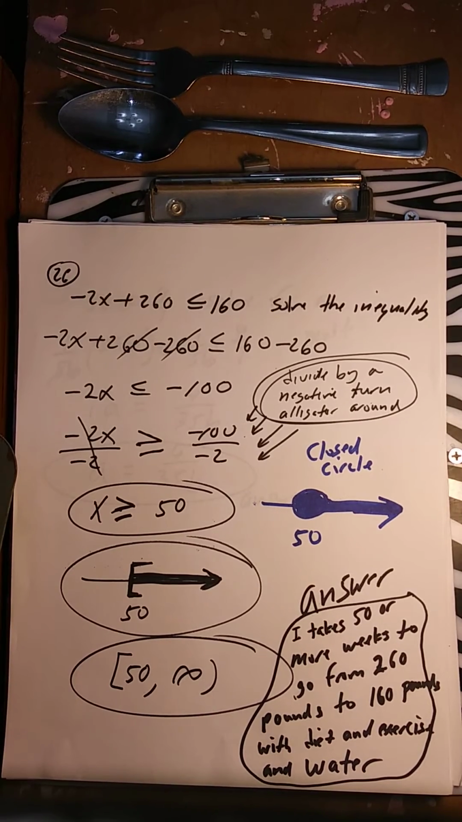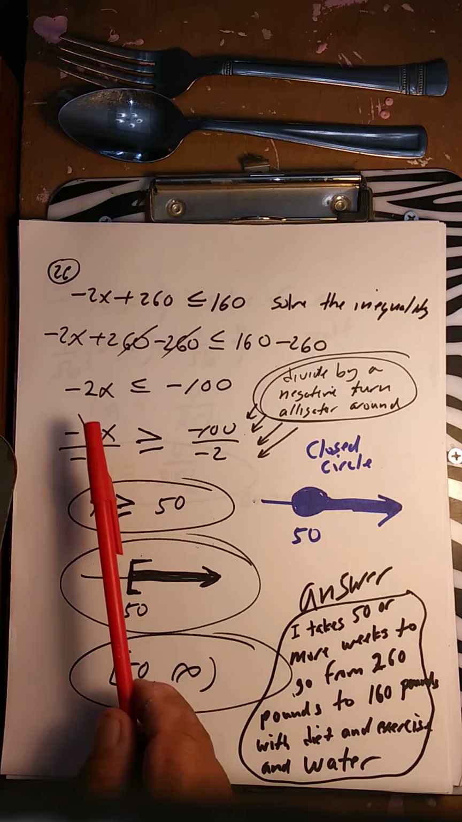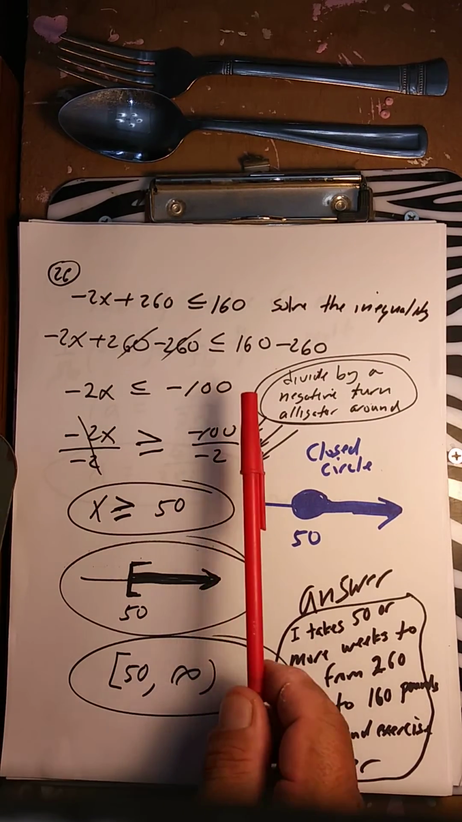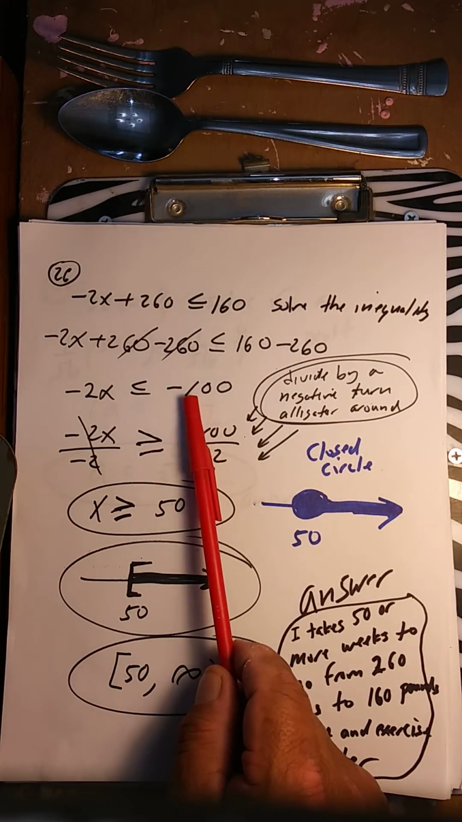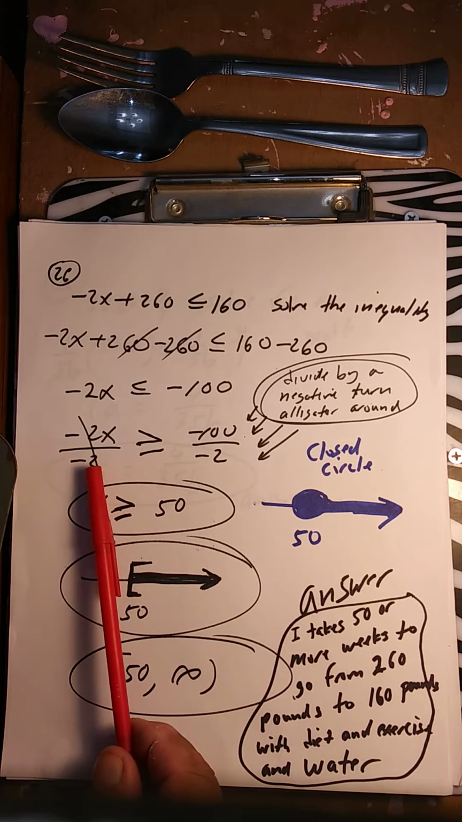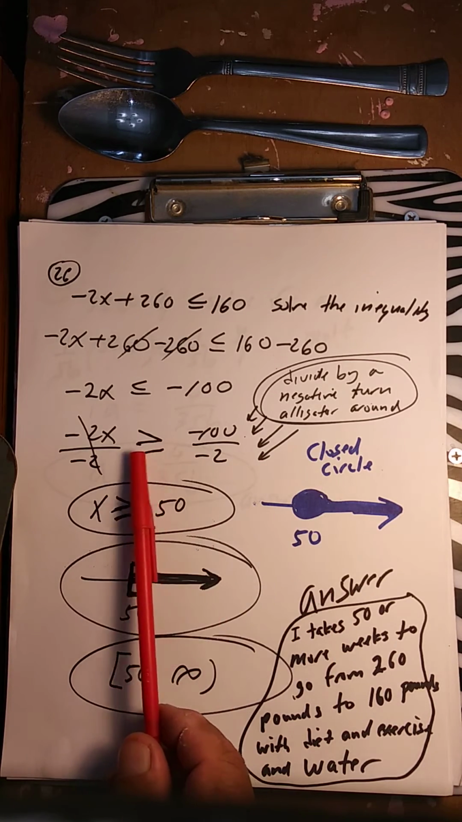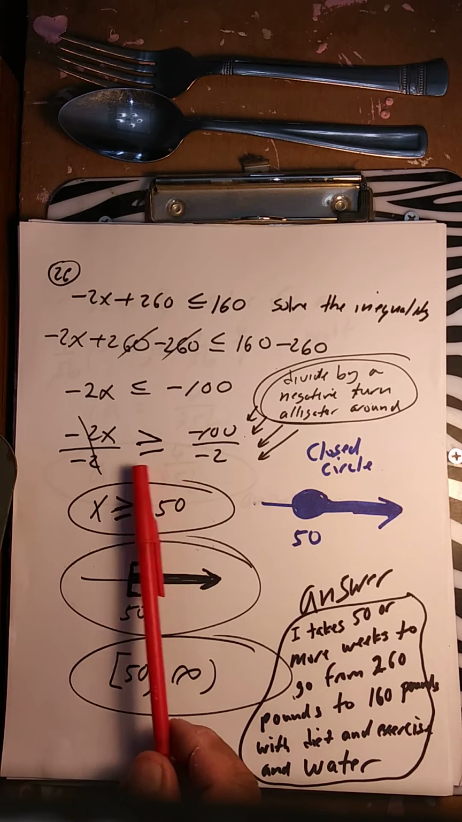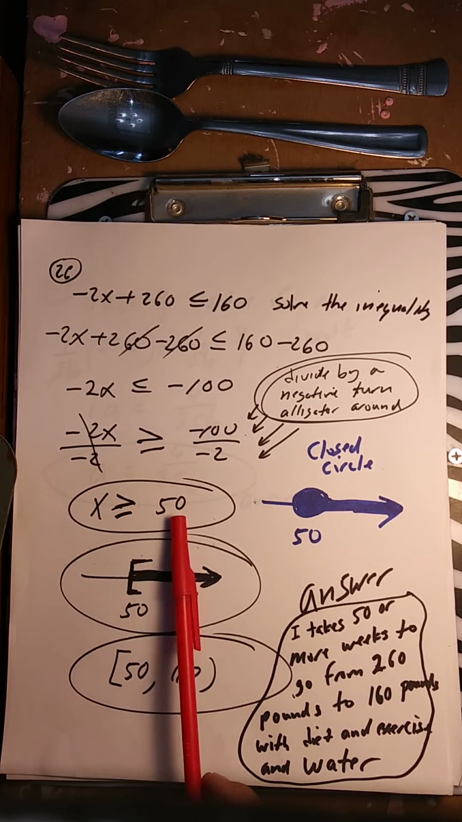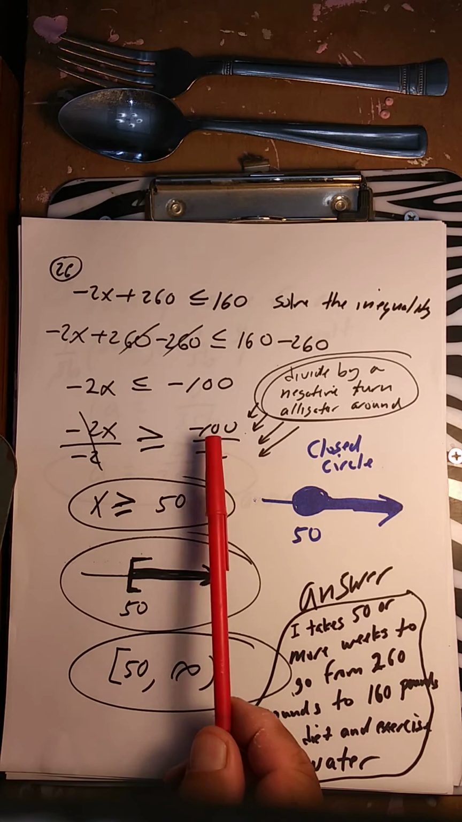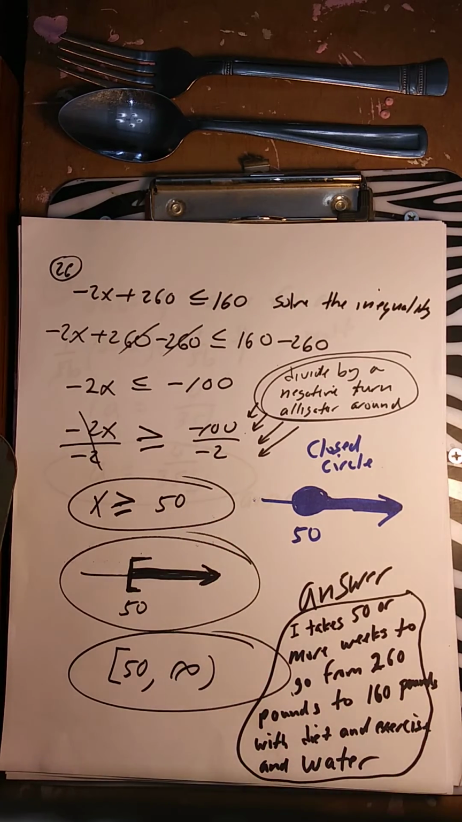Another solves the inequality. So first thing you can do is minus 260. So negative 2x less than or equal to 160 minus 260, which is negative 100. Now divide by negative, again divide by a negative. You have to turn the inequality sign, the alligator, around the other direction. So then x is greater than or equal to 50. Negative divided by negative is a positive 50.